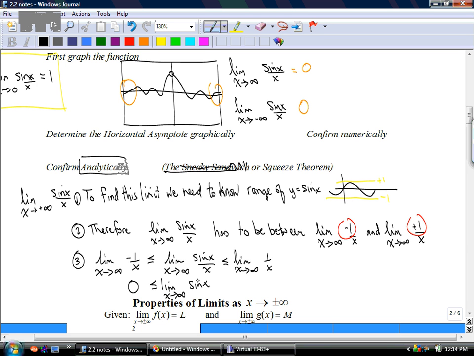Okay, what's +1 divided by infinity? 0. Okay, now, you tell me a number. You tell me the only number that is bigger than or equal to 0 and less than or equal to 0. There's only one number that has that property, 0 itself. Therefore, the limit as x approaches infinity of sine x over x is 0.